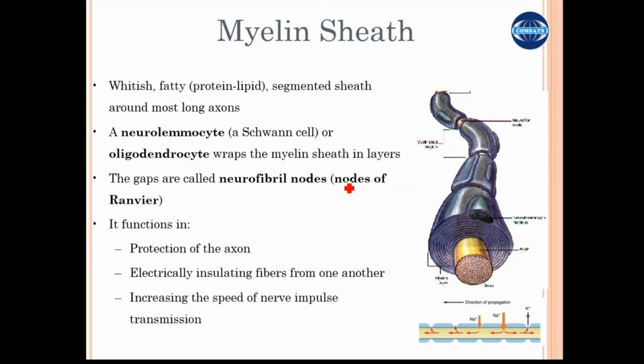There is another type, the oligodendrocytes. They wrap the myelin sheath into layers. The gaps are called neurofibril nodes, also the nodes of Ranvier, and its function is to protect the axon from any physical damage and also electrically insulate the fiber so that the message does not pass from adjacent neurons to each other, but only goes in one direction along the length of the axons, right? So they basically insulate the axons of a neuron, and they also increase the speed of the message that is conveyed.